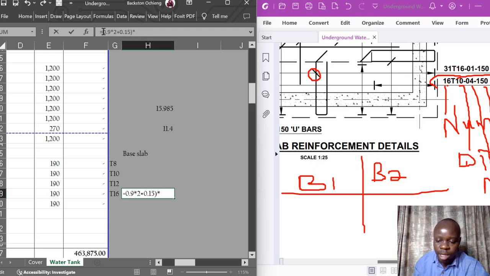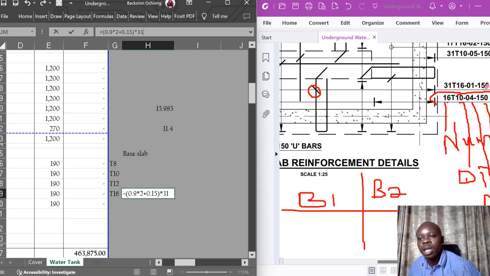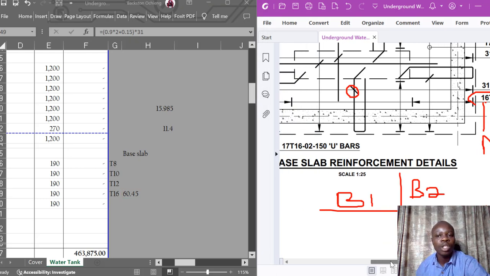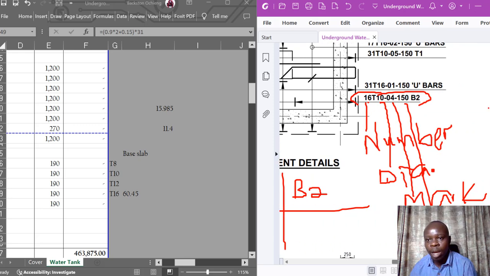The number here is 31. Okay, so you multiply that by 31. So you already have 31 T16. Because you've been given the number, therefore you are not going to use these intervals to calculate the number of bars that you have. Again, you'll use that which you've been given. So that gives us 60.45. So what I normally prefer to do is to get the entire length at first, then we make our conversion into kgs next. Okay, so that is bar mark number 1 is complete.